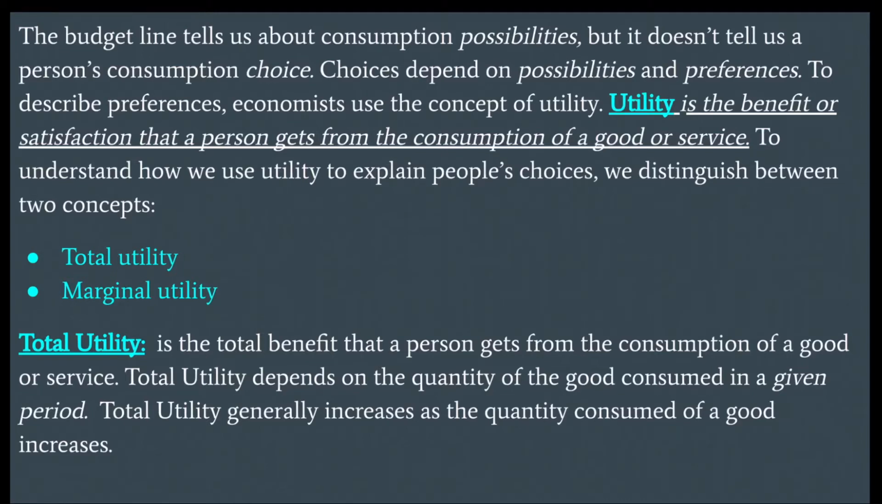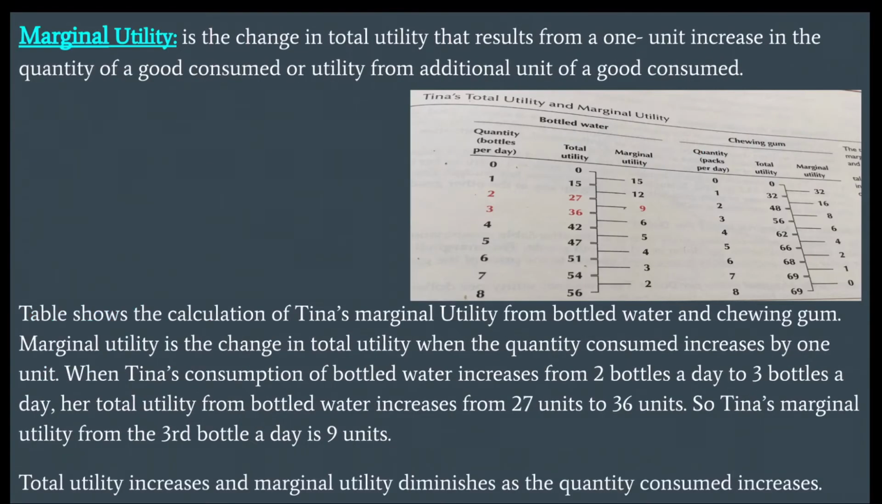To understand how we use utility to explain people's choices, we distinguish between two concepts: total utility and marginal utility. Total utility is the total benefit that a person gets from the consumption of a good or service. Total utility depends on the quantity of the good consumed in a given period. Total utility generally increases as the quantity consumed of a good increases. Marginal utility is the change in total utility that results from a 1 unit increase in the quantity of a good consumed, or utility from an additional unit of a good consumed.